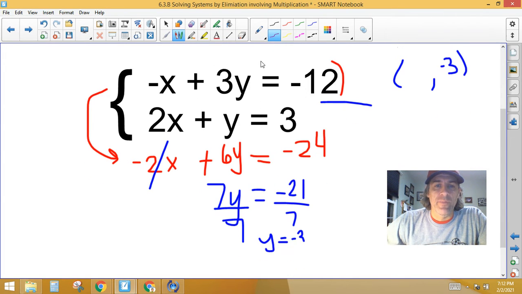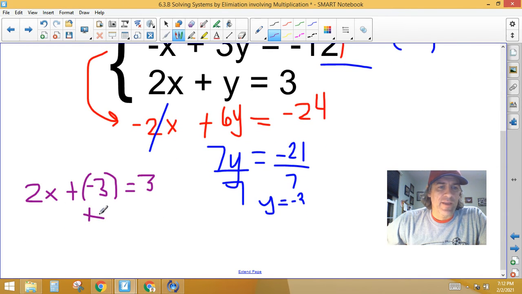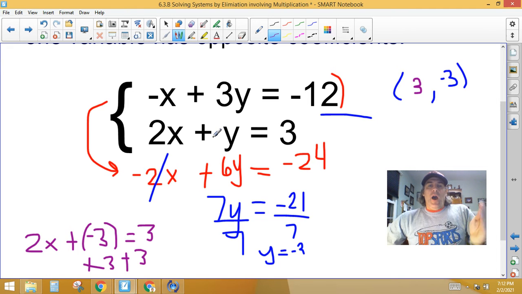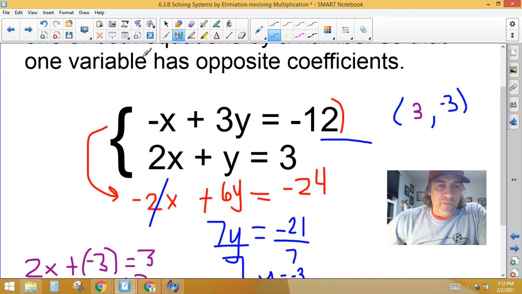All right, so I'm going to plug in 2x plus my y value, which I just figured out was negative 3, equals 3. And now I'm going to solve for x. I'll add 3, 2x equals 6, so x equals 3. I'm going to divide by 2. So my solution here is 3, negative 3. So I'm able to find a number to multiply by in order to cancel one of the coefficients out.